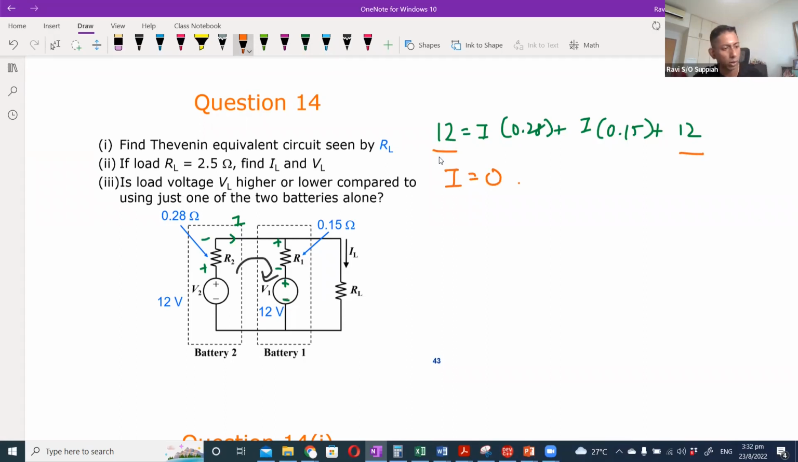Okay, so if the current is 0, that means there's no current flowing. That means there is no voltage drop across R1 or R2. Okay, so the open circuit voltage, which is Thevenin's voltage, that means if I remove the load over here and I see the voltage here, it will just be 12 volt.